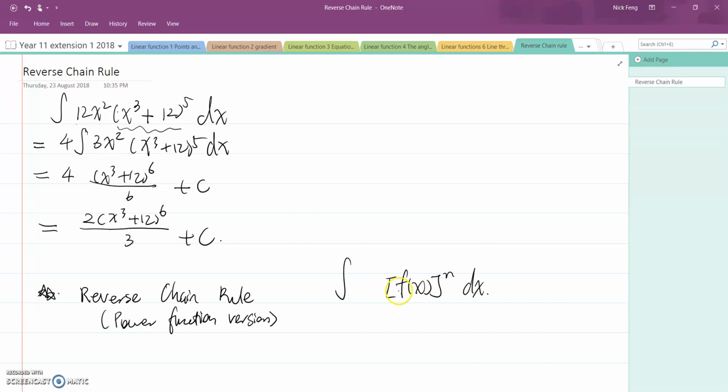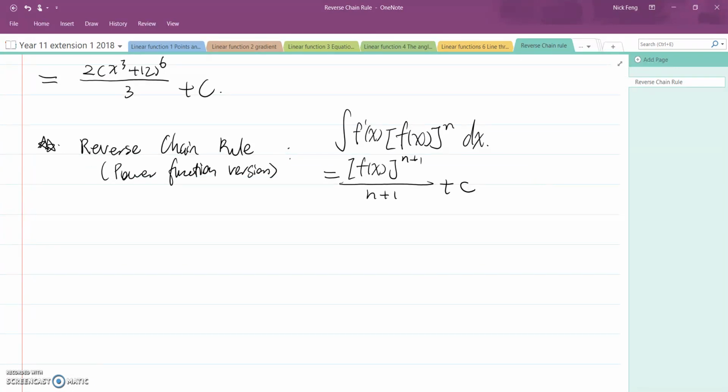If this is our target function, the component is defined by the derivative of such function. If this derivative is provided, in other words, if this component is provided, we can go straight to integrate this as a whole thing, which gives you f(x) to the power n plus 1 over n plus 1. So this is actually the reverse chain rule in actual function notation. So again, if you are provided with a component, you can do the integration as a whole thing. We'll do a few examples in here.